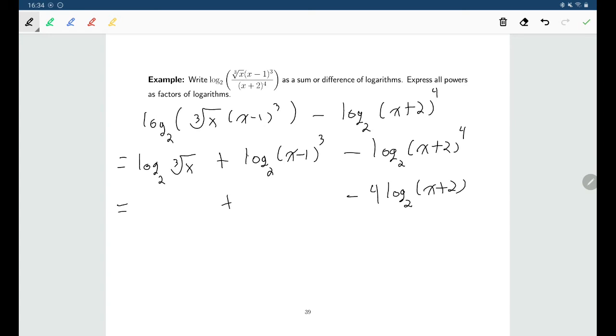And same thing for the second term, the one in the middle, the 3 can come down in front. And for my first term, log base 2 of cube root of x, remember a cube root is really a power of a third. So that third can come in front. So we have 1/3 log base 2 of x plus 3 log base 2 of x minus 1 minus 4 log base 2 of x plus 2.